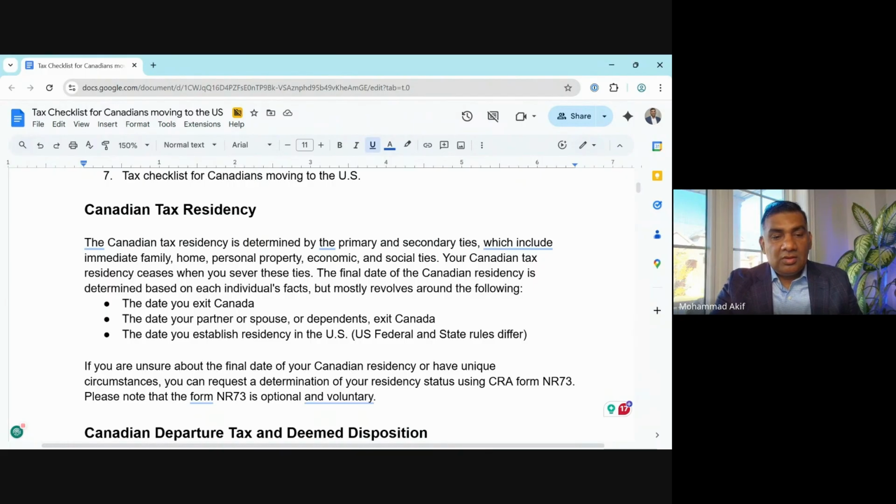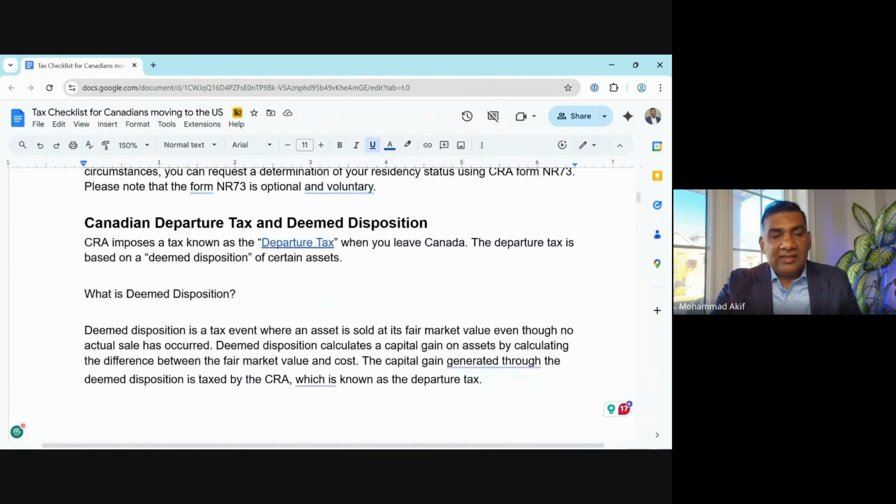All right, so now let's look at Canadian departure tax and then deemed disposition. So what happens on the Canadian side is that when you do become a non-resident, the CRA will tax you on certain assets, even though you have not sold them, right? We call that a deemed disposition. So it's not actually selling, nothing has been realized, but it's happening on paper.